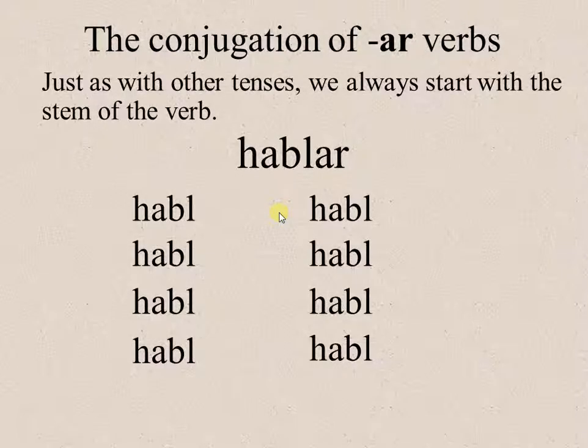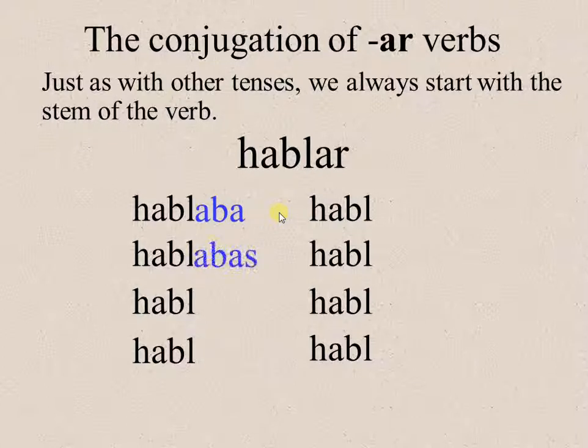Before going through the uses of the imperfect, let's start with the conjugation of AR verb in the imperfect form. Just as with other tenses, we always start with the stem of the verb. For example, hablar, you drop the AR and then you have the stem. Then you're going to add the endings.